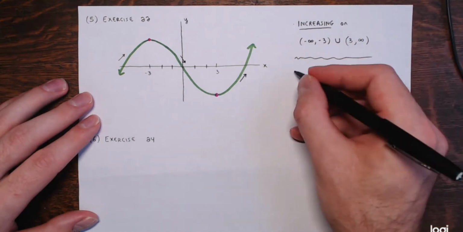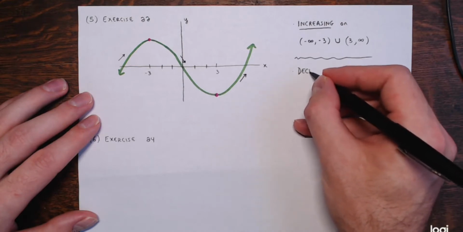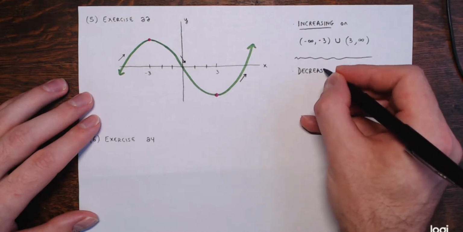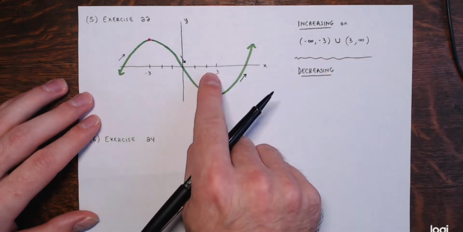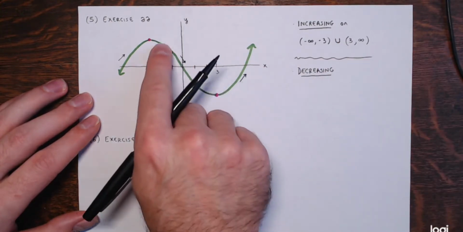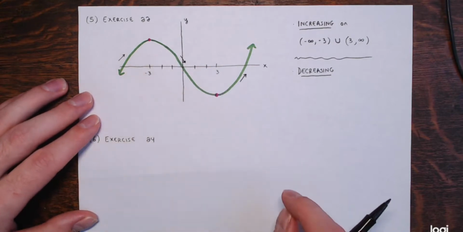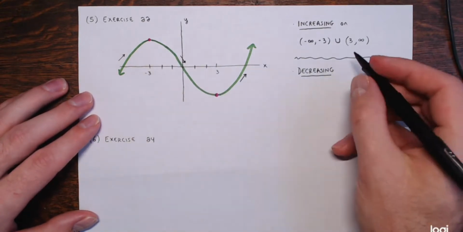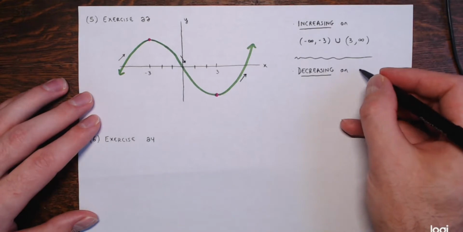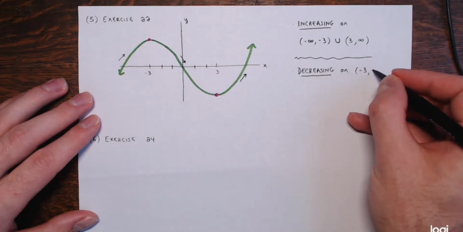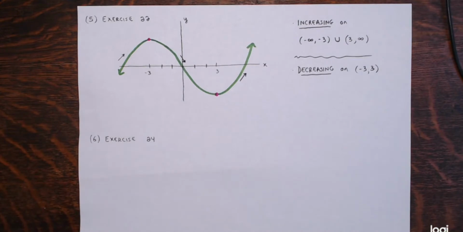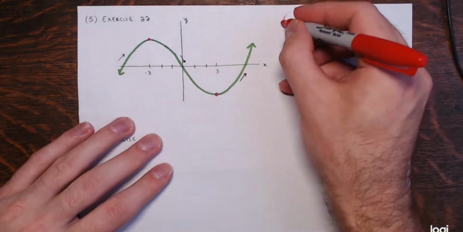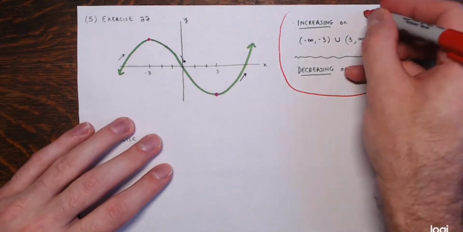And the function is decreasing between -3 and 3, right? From -3 to 3 on the x-axis, clearly the y values are going down as I increase x. So on the interval from -3 to +3, but again, make it open, parentheses on the ends. And that's it. Very, very simple.